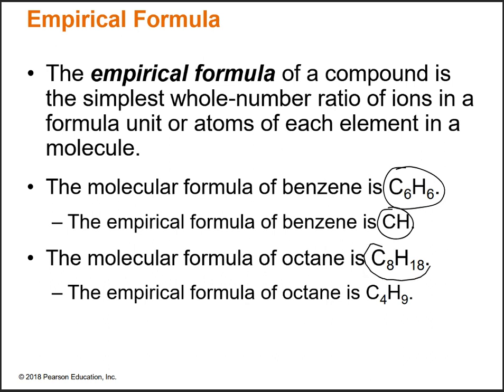Octane is C8H18. To reduce that down, the furthest you can go is C4H9. Can't go any further than that. You can't have any fractions. It's got to be a whole number ratio.